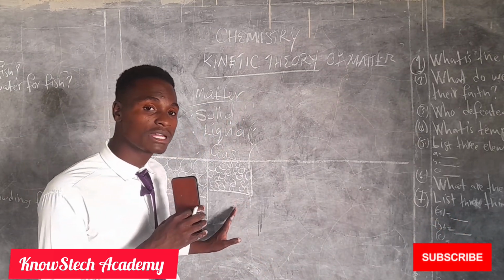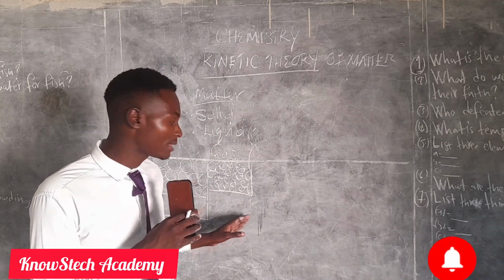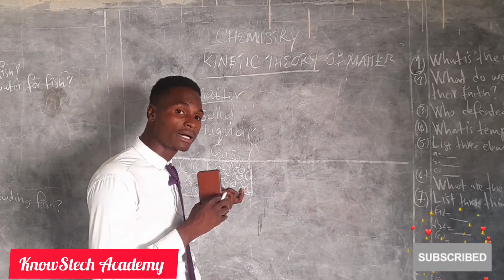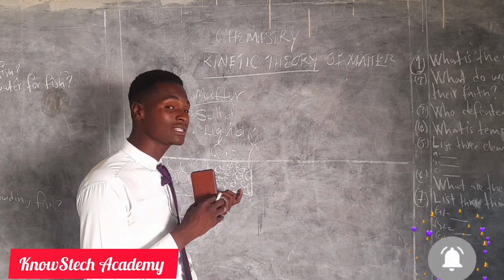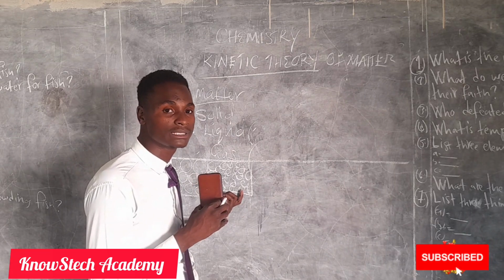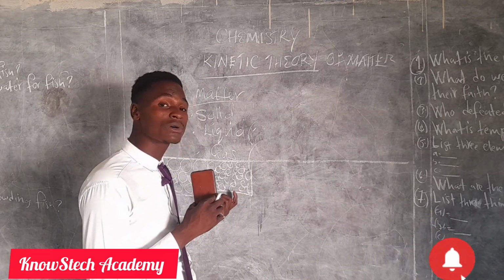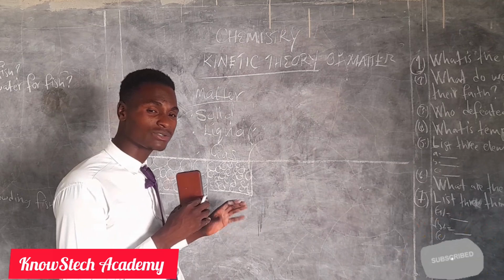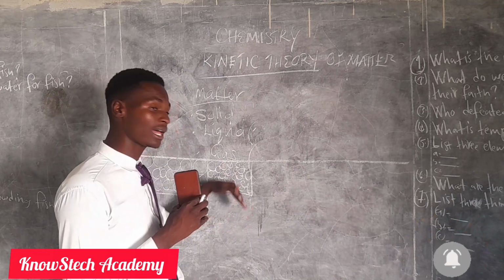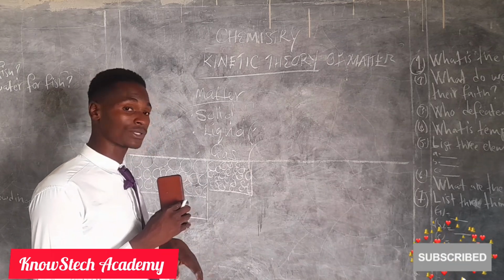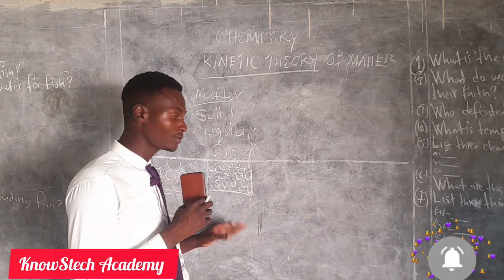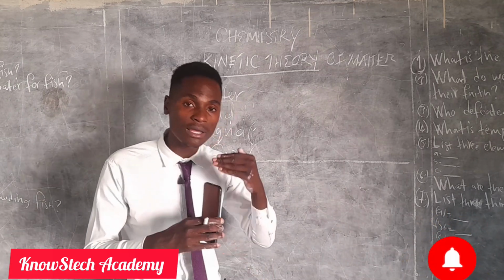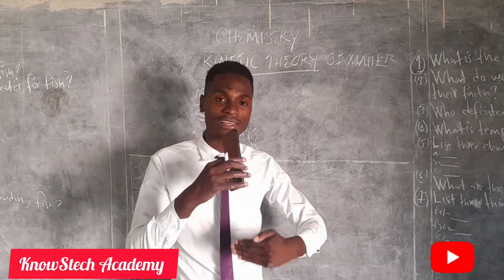In terms of particles arrangement, they are slightly further apart and are arranged in an irregular pattern. The force that holds these particles together is a weak electrostatic force of attraction, slightly weaker than in the solid. In terms of movement, how do these particles move? They move by sliding over each other. That's how they move.